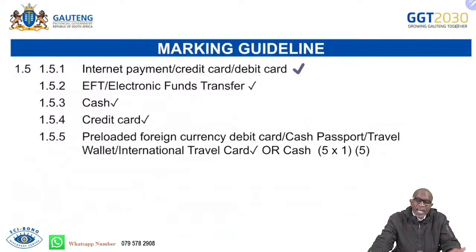1.5.4, when you hire a car from the airport to your hotel, you can use a credit card. And 1.5.5, you may either use a preloaded foreign currency debit card or a cash passport or a travel wallet or an international travel card. So number 1.5.5 accommodates more than one form of payment.